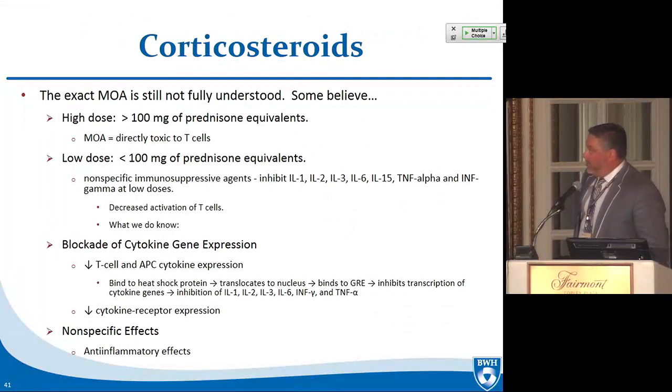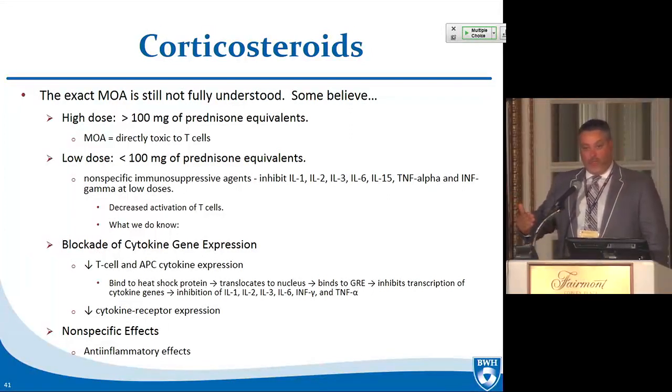And then finally, our steroids. There's a lot of nonsense on this board. The fact is we truly don't know how corticosteroids work. We think that if you give high doses, greater than 100 milligrams of prednisone equivalents, that you actually kill T cells. So when you're treating acute cellular rejection or giving your first dose of steroids, we give 500 milligrams in the OR at the time of transplant. We think that's depleting T cells.